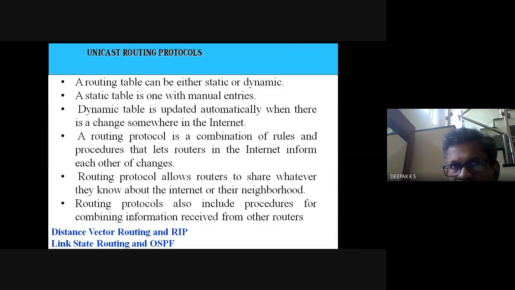So you know all these configurations, you can set the routing tables manually. However, there would be changes in the internet, so it has to be updated automatically. That is the purpose of the routing protocol. It has to update the fields in the routing table.